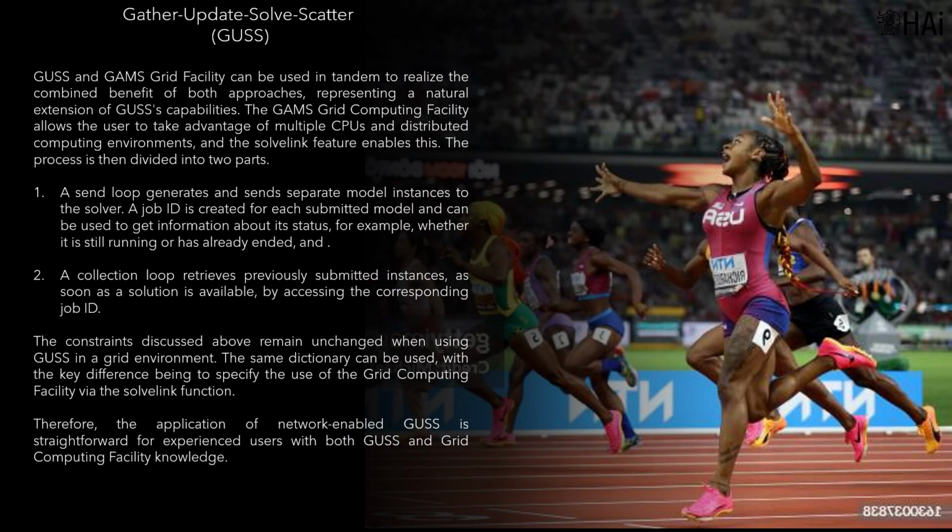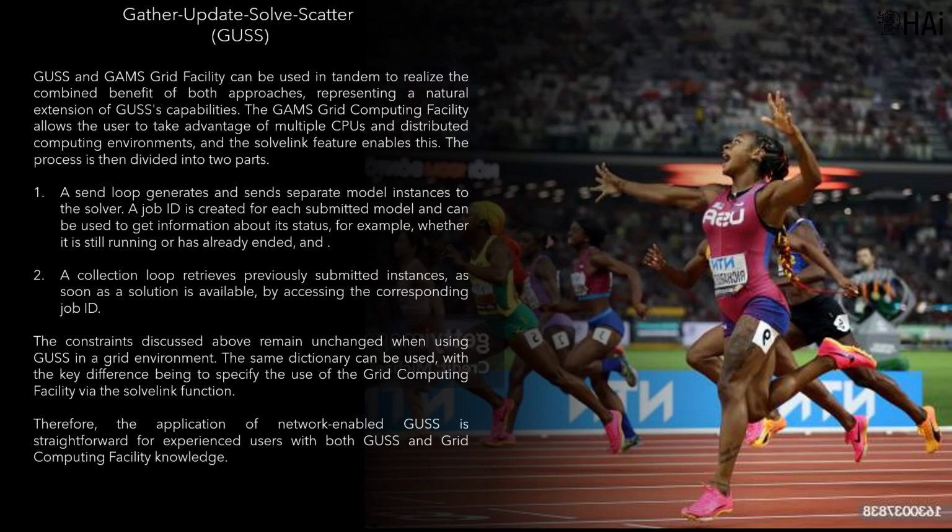GUS and GAMS grid facility can be used in tandem to realize the combined benefit of both approaches, representing a natural extension of GUS's capabilities. The GAMS grid computing facility allows the user to take advantage of multiple CPUs and distributed computing environments, and the SolveLink feature enables this. The process is then divided into two parts.